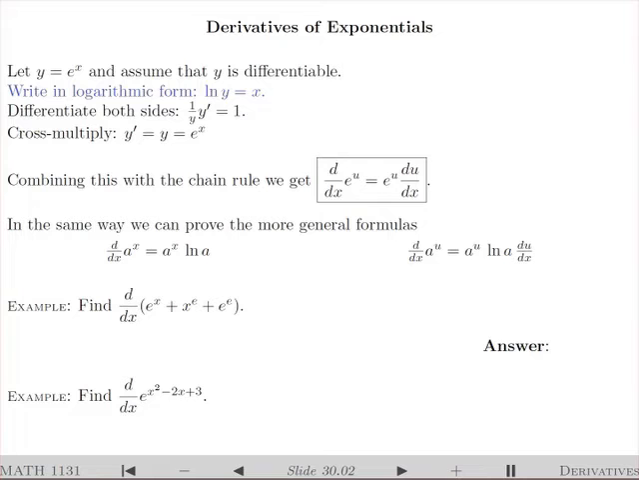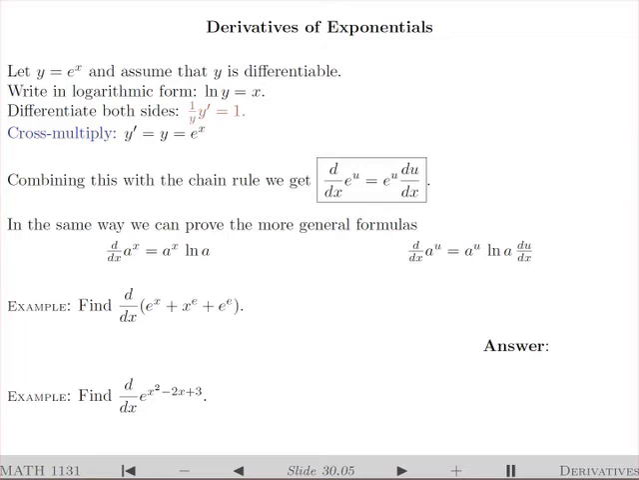So when I differentiate ln y, I have a composition of two functions, first y, then ln. When I differentiate that, I start with the outside function, which is ln. Its derivative is the reciprocal of what's inside it, so that gives me 1 over y. But then I must differentiate the inside. I don't know what the derivative of the inside is, so I simply write a placeholder, y prime. On the right hand side, I just have x, its derivative is 1.